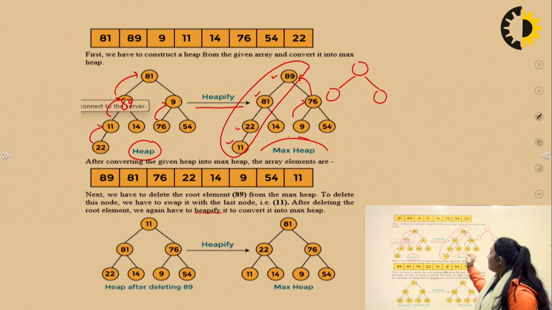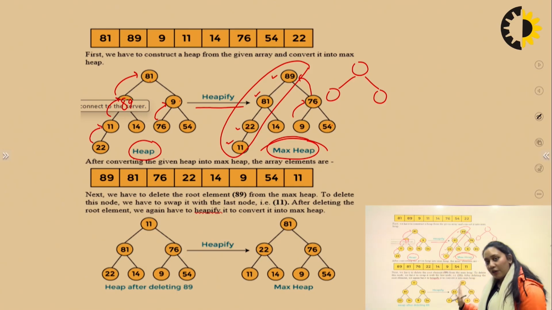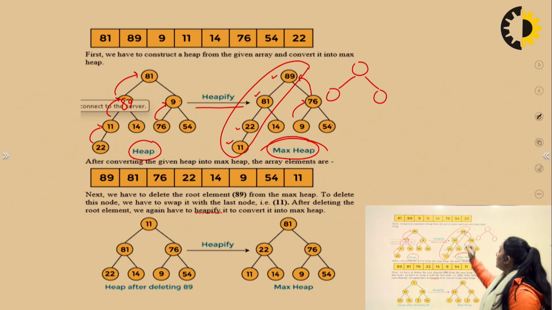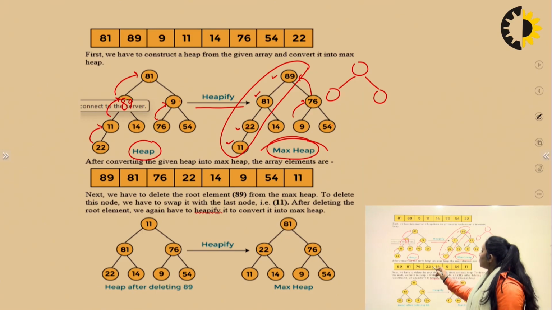After making the max heap, you need to rearrange all the elements in a linear form, right? So 89, 81, simply root, left, right, root, left, right, root, left, right. The process goes on. 89, 81, 76, 22, 14, 9, 54 and 11.